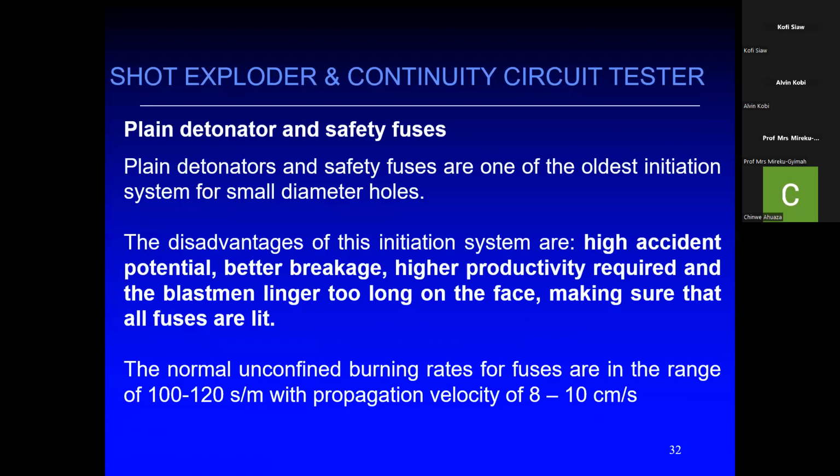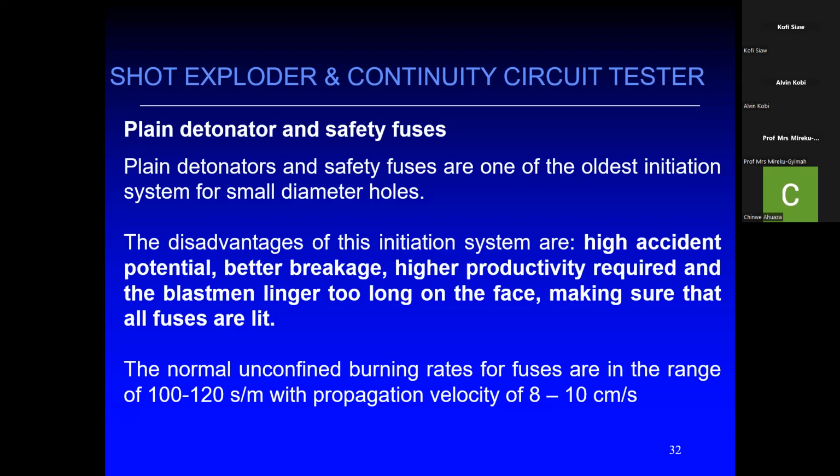So usually, the old system of initiation is the plain detonator and the safety fuse. And this has a high accident potential. If you want better breakage and high productivity, it can also cause problems to blastmen, such that you have to linger around the face in order to light all these safety fuses. But we have gone past that stage.